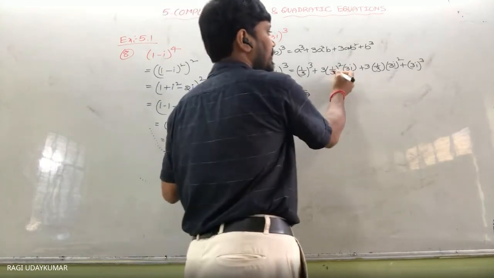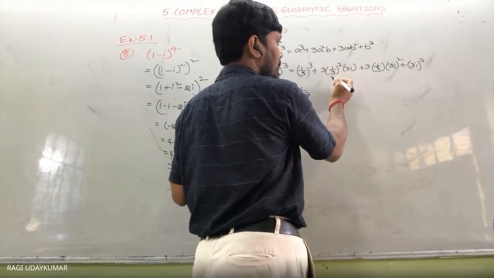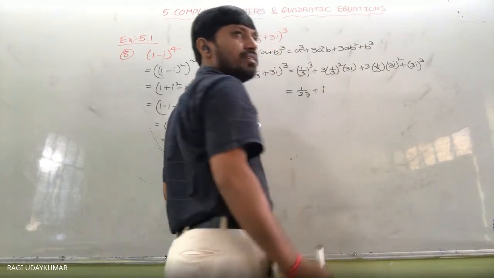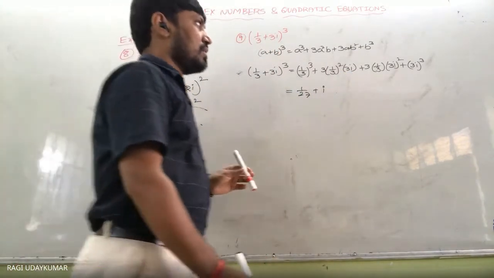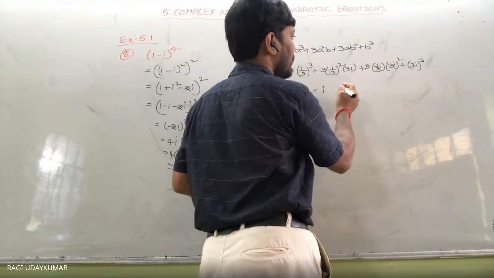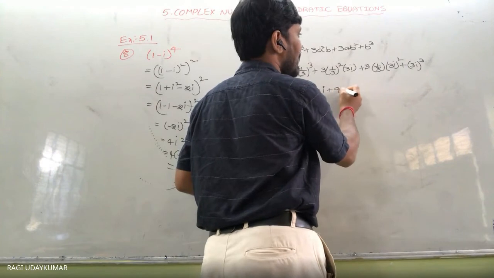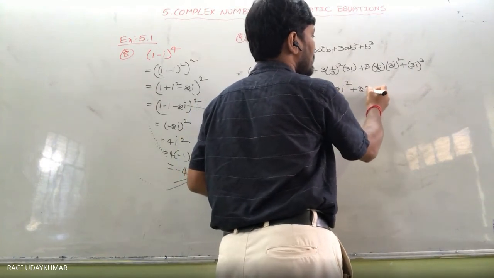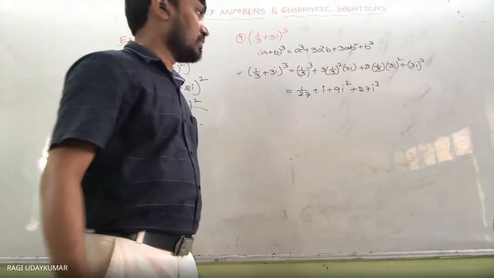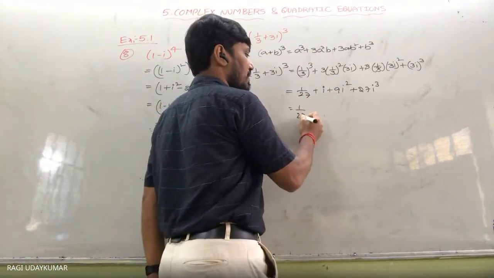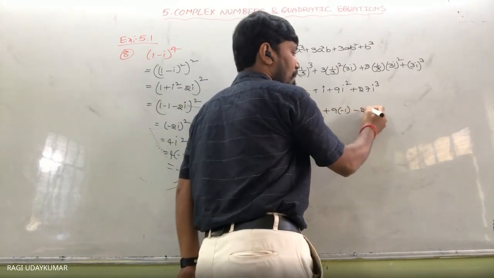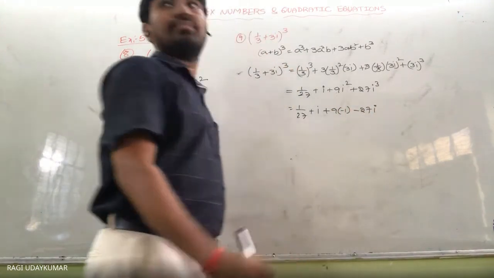What do you get here? This will be 3 by 9, and plus i will be left. Only i will be left. Now here these 3 and 3 will get cancelled. We are going to get plus 9i² plus 27i³. Now here, 1/27 plus i plus 9 into minus 1 minus 27i.